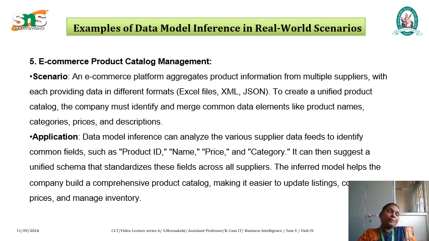E-commerce product catalog management. Here, an e-commerce platform aggregates product information from multiple suppliers, with each providing data in different formats. It can be data as HTML, XML, JSON, to create a unified product catalog. The company must identify and merge common data elements like product names, categories, price, and descriptions, etc.